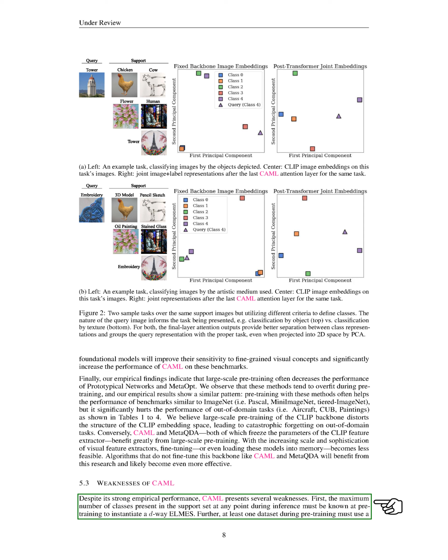Despite its strong empirical performance, CAML presents several weaknesses. First, the maximum number of classes present in the support set at any point during inference must be known at pre-training to instantiate a D-way ELMES. Further, at least one dataset during pre-training must use a D-way classification setting so the psi_I class detectors referenced in the Theory section are trained within the transformer encoder's attention layers.